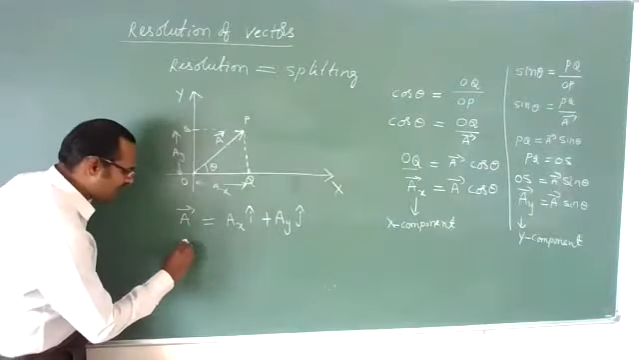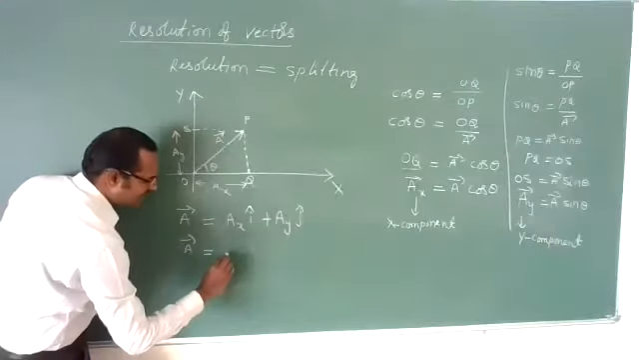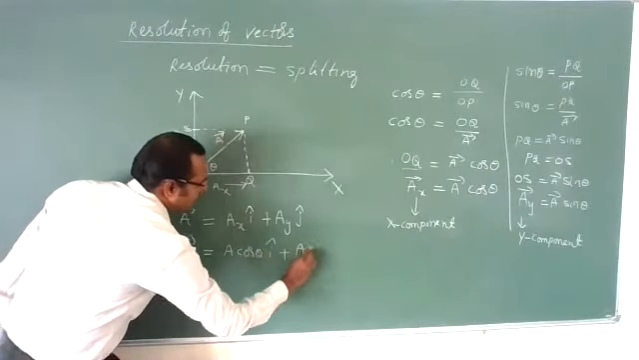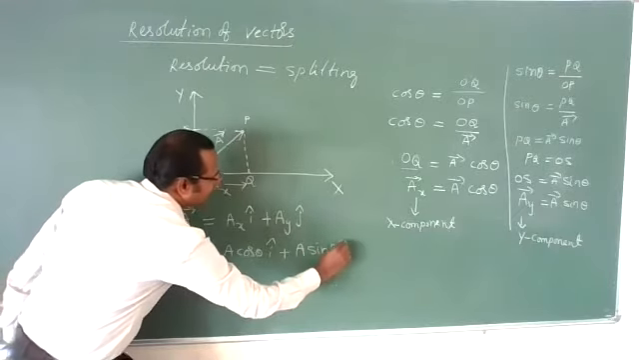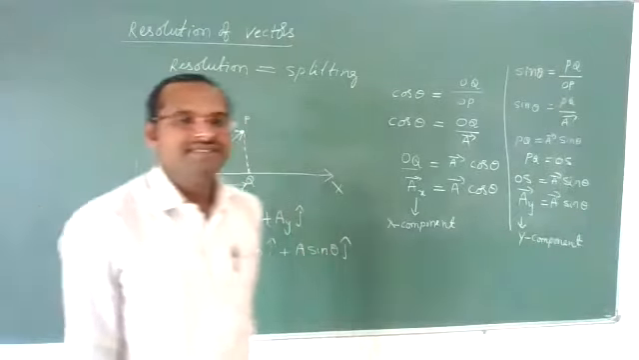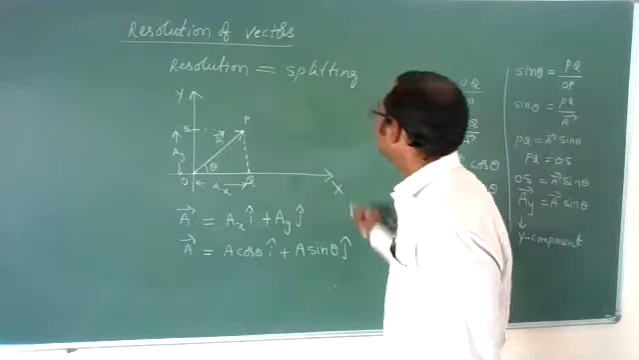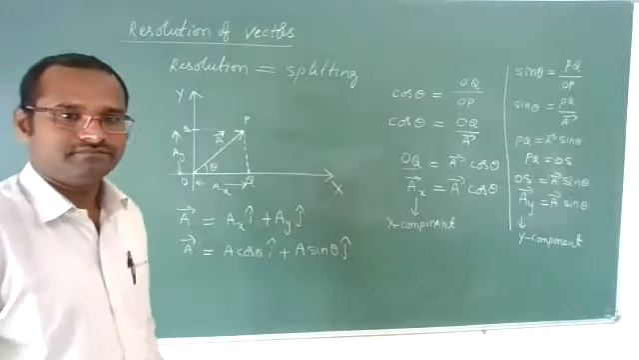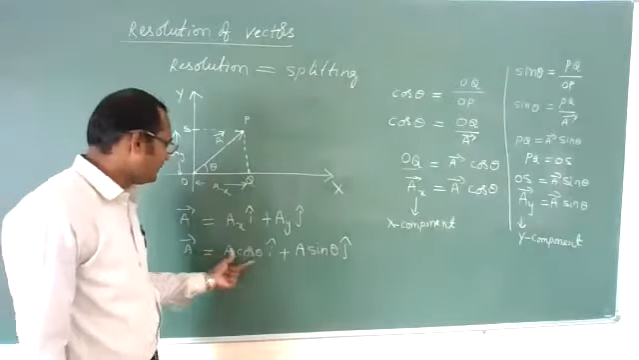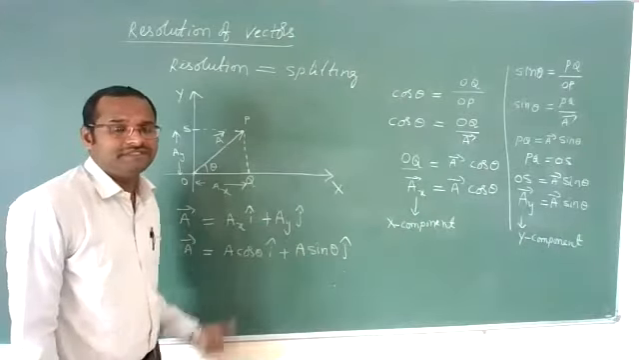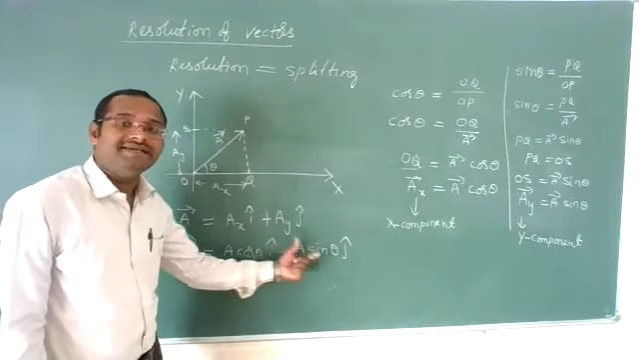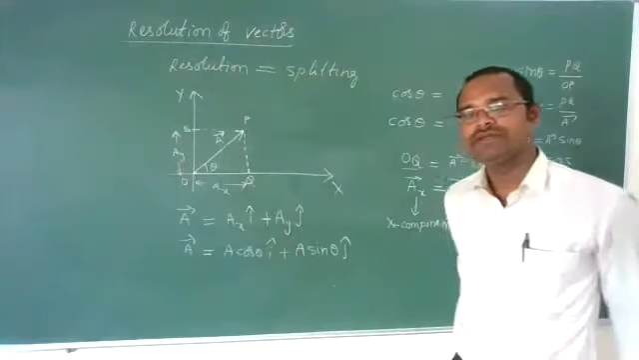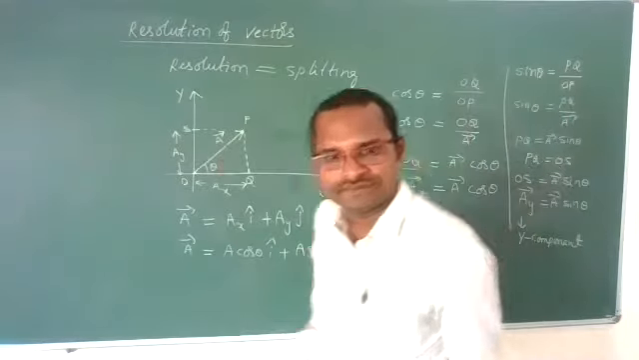A vector can be written as Ax, which is A cos theta I cap, plus A sin theta j cap. Got it? This formation is called resolution of a vector into Cartesian axes. A cos theta is the x component, A sin theta is the y component. Clear? Is it clear? If it is clear, I will go for the next point.